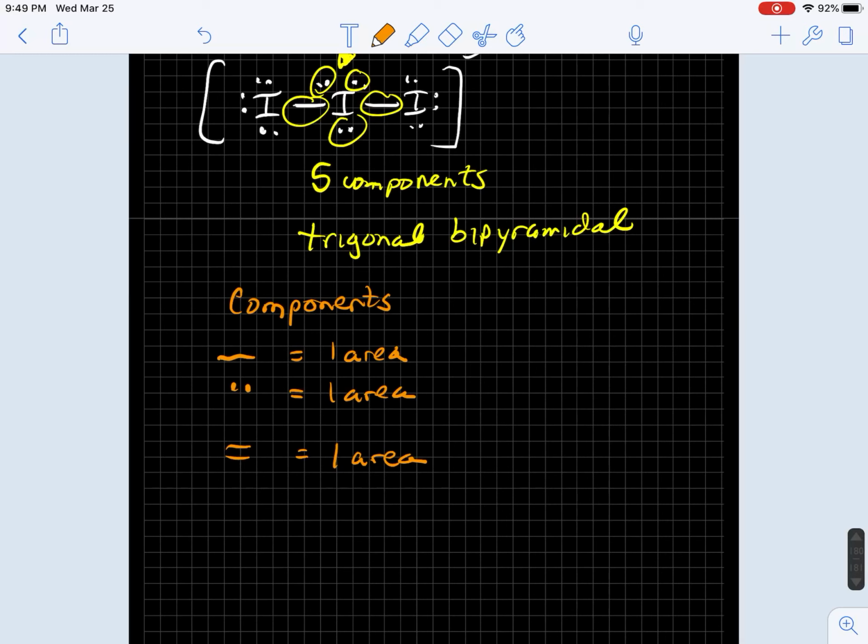It's a combination of what we call sigma and pi bonding. If you read the chapter, I'm going to go over that in my next video. And then a triple bond is equal to one area of space. Again, the way they overlap only consumes one area.